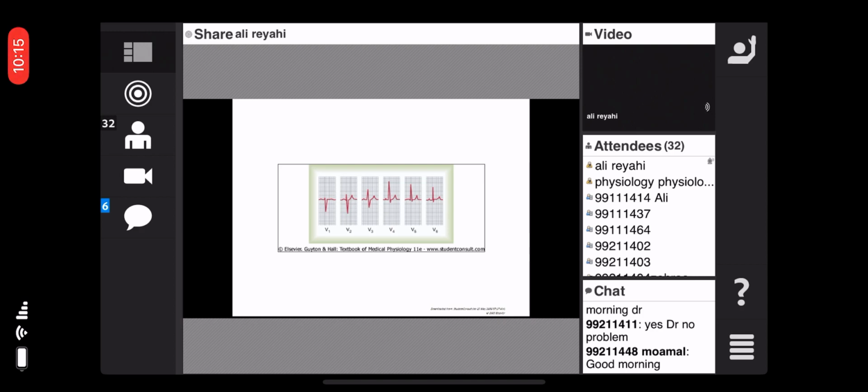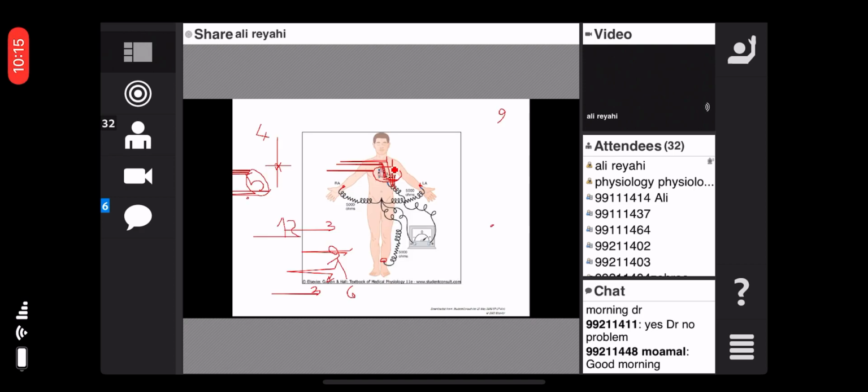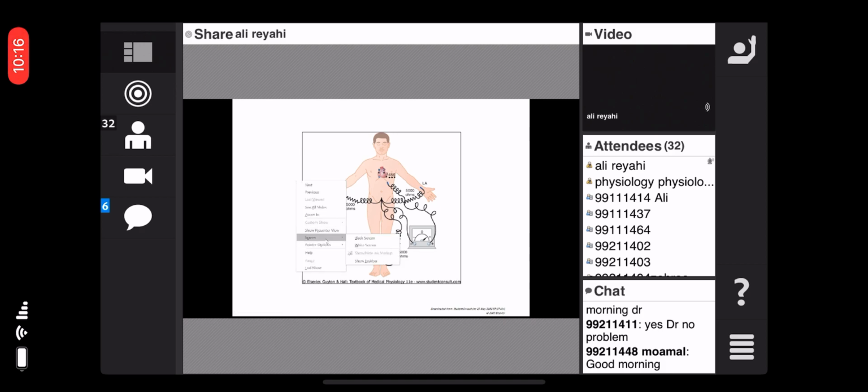I show you the recording of chest leads or precordial leads, which are unipolar leads, from V1 to V6, from the right side toward the left side, as you see here. V1 is located on the right side, and V6 is located extremely at the left side. So in the anterior chest wall, we have V1 to V6 in order from the right to the left.